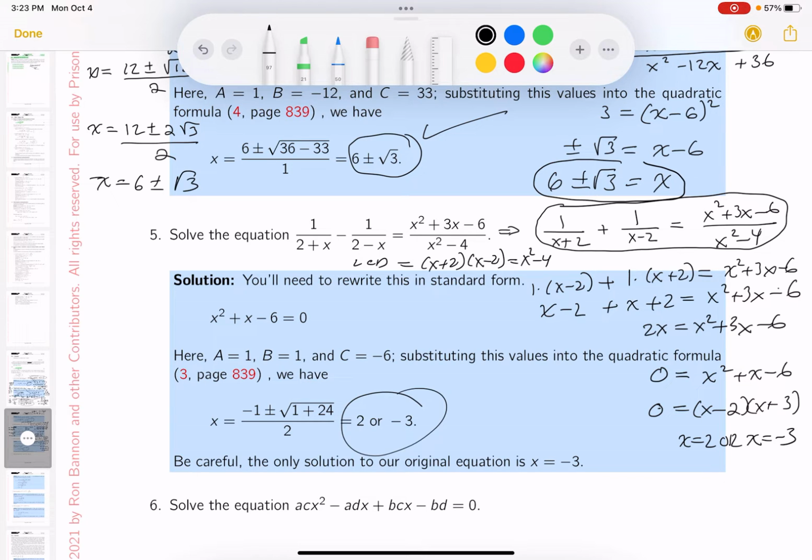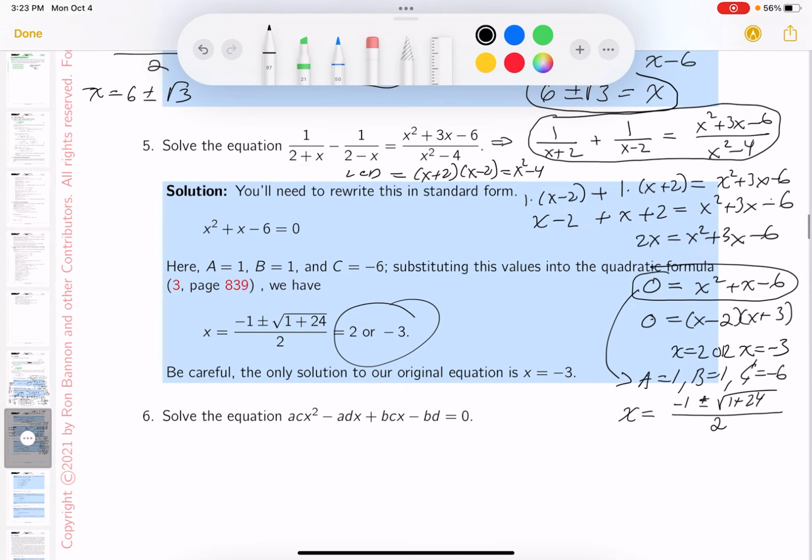These answers are listed for you, but I also want to use the quadratic formula on this one. I don't like the quadratic formula, but I'll write it down for you. A equals 1, B equals 1, and C equals minus 6. x equals the opposite of B, minus 1, plus or minus the square root of B squared, which is 1, minus 4 times 1 times minus 6. So 4 times 1 is 4, times minus 6 is minus 24, and minus minus 24 is plus 24. What goes on the bottom? Twice A, which is 2.